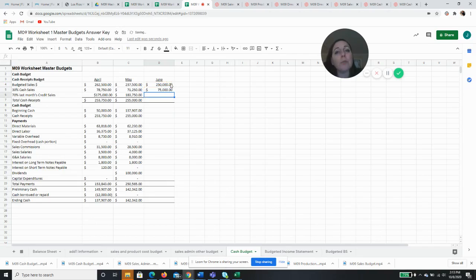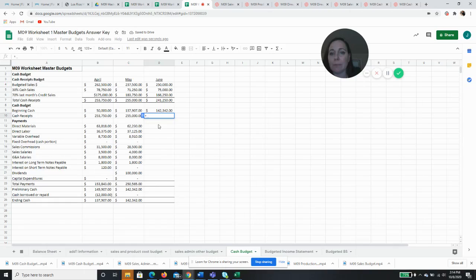We also expect to collect 70% of last month's sales. When we sold them, we debited AR, and now we're getting paid this month. So we're going to multiply last month's, May's, sales dollars times 70%, or 0.7. Our total cash receipts are then going to be $241,250 for June.